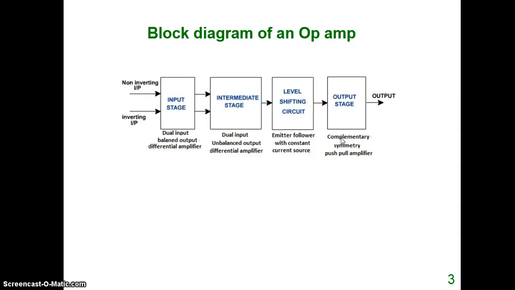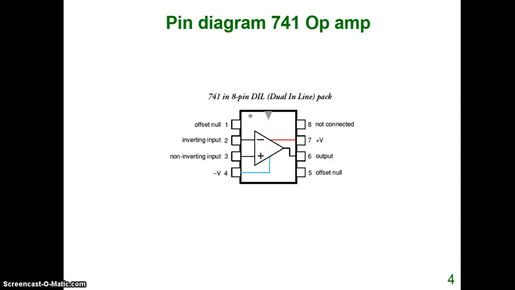Now we will move to the pin diagram of op-amp. Normally op-amp will be available in the MU-A741 IC. It is an 8-pin IC. See, 1, 2, 3, 4, 5, 6, 7, 8-pin IC. In that, pin number 2 and 3, I told already that for an operational amplifier we have two inputs. One is inverting input, the other one is non-inverting input.